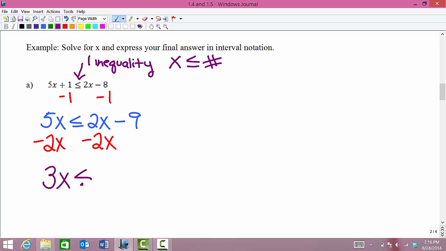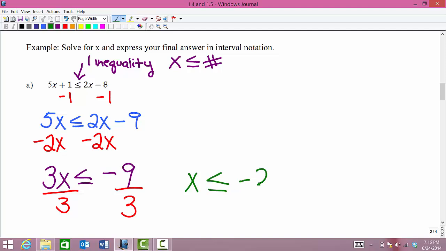3x is less than or equal to negative 9. The last thing that we want to do is divide by 3 to get x completely alone. Our solution becomes x is less than or equal to negative 3.